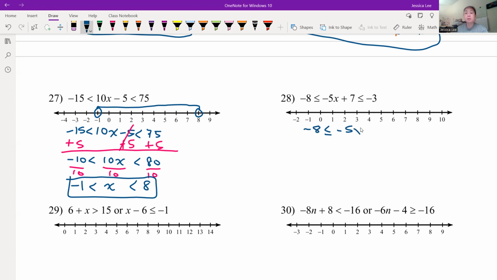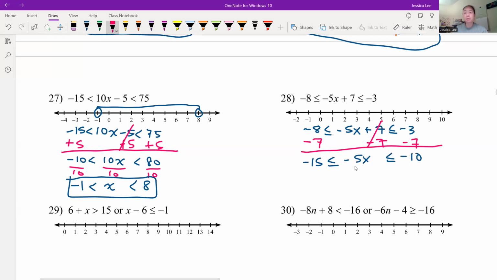28. Again, we're going to copy it down just because it's hard to show the work there. Half the battle is copying it down correctly. And again, we're going to subtract 7 on all three sides. Anywhere there is an inequality or an equal sign, those are sides. Each of those are sides next to them. So we're going to have negative 15 is less than or equal to negative 5x, which is less than or equal to negative 10.